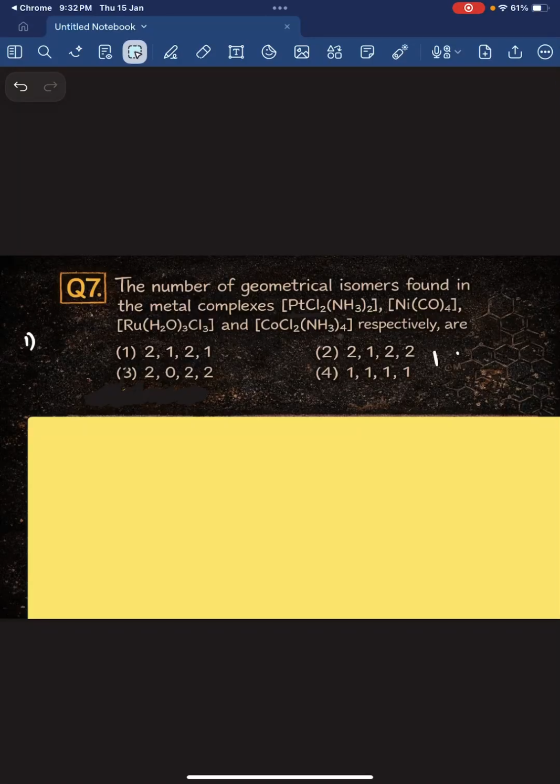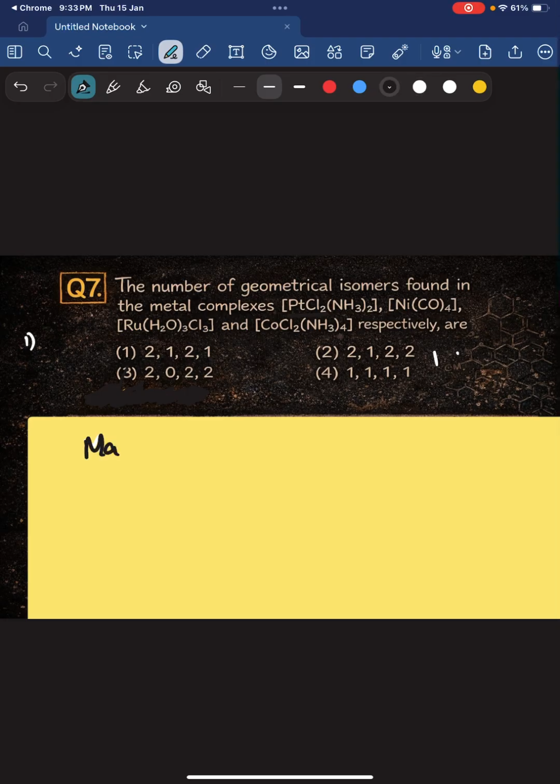Now we are discussing some PYQs of coordination complexes. The number of geometrical isomers found for the metal complexes given like this. So now we are going to find the geometrical isomers for these. First we have to know what kind of complex is given in the question. The first complex is Ma2B2 type, with two ligands that are different. The second one is Ma4 type, the third one is Ma3B3 type, and the fourth one is Ma2B4 type.